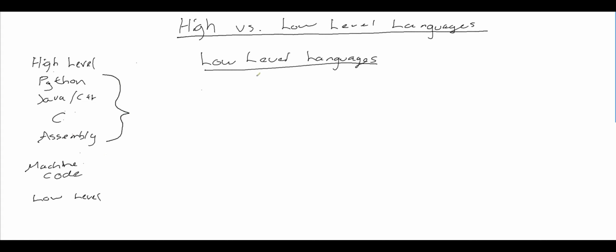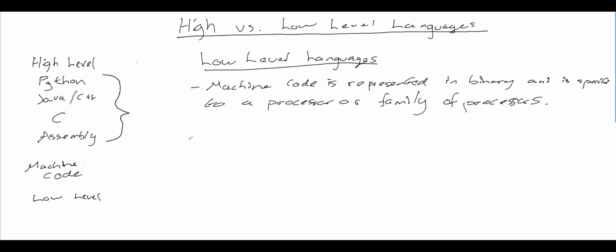So let's take a closer look at low-level languages then. We've got our machine code, which is our lowest level language, and machine code is represented in binary, and machine code instructions are specific to a processor or a family of processors. Out of the languages that I've got here, there are two that are definitely considered to be low-level languages, and that is assembly and machine code.